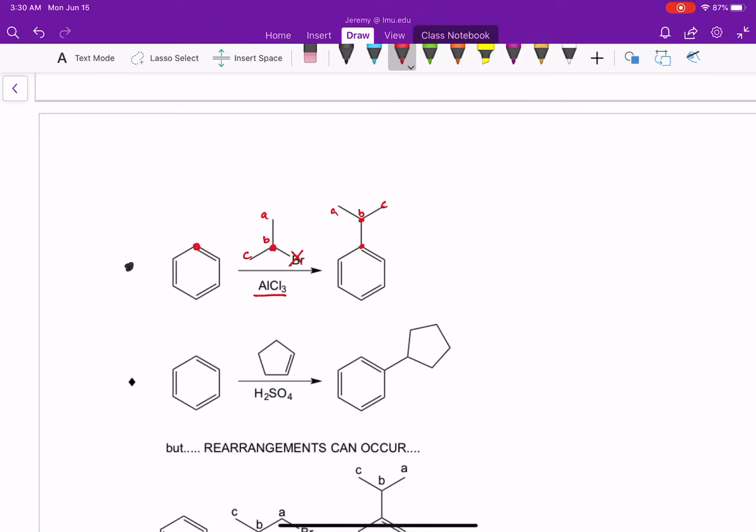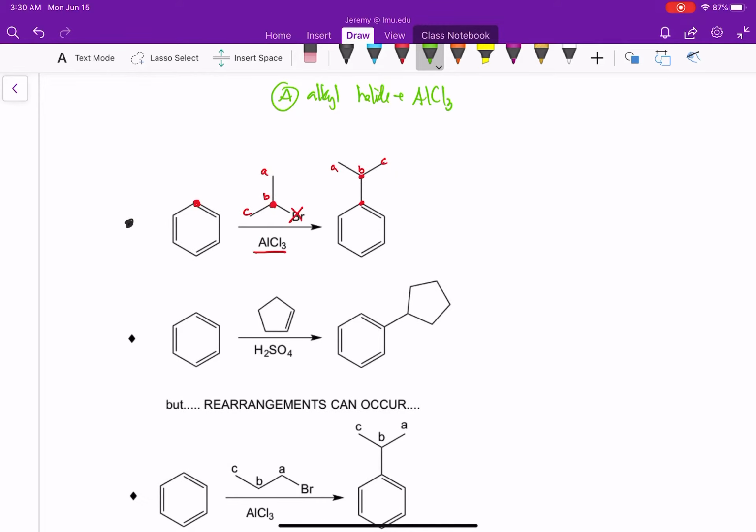So we can do Friedel-Crafts alkylation by using an alkyl halide plus AlCl3. So that's sort of the first method we can do it. But there's other ways to do Friedel-Crafts alkylations. Method B is we're going to use an alkene and then a very strong acid. So if we look at this next reaction here, I have an alkene and I have H2SO4. H2SO4 will protonate our alkene to form a carbocation, and then our benzene ring will attack that. All right, and we can get our compound here.